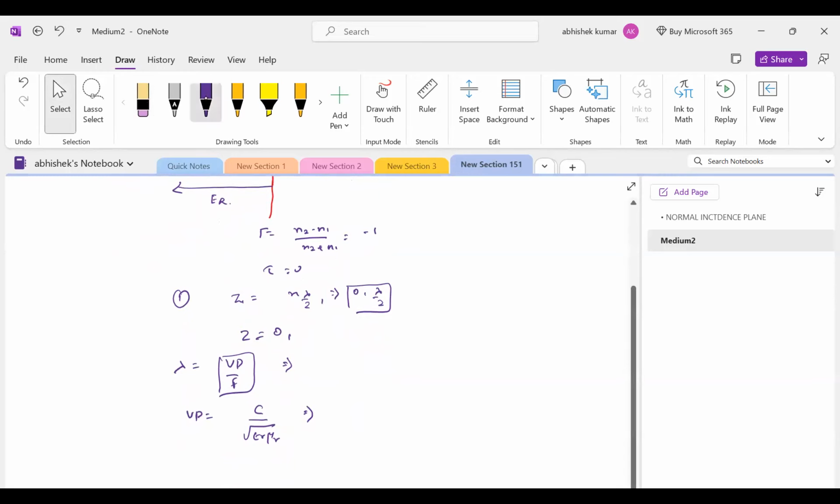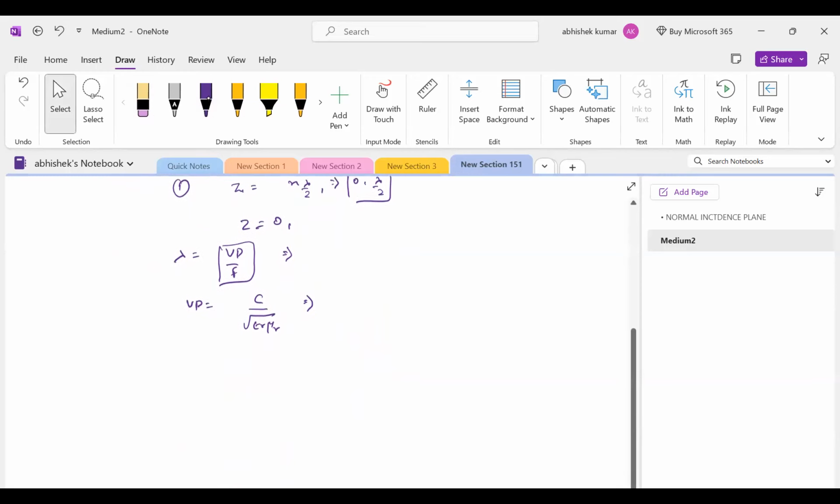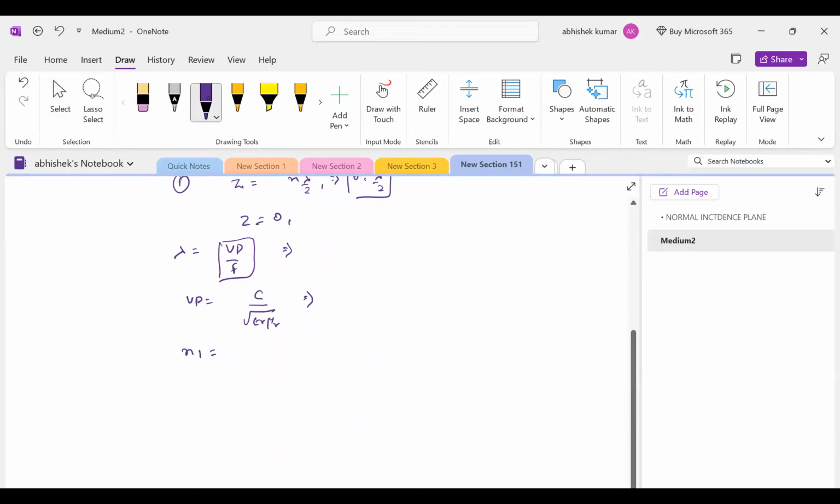One thing we can tell is our N1 formula that we learned: root of mu naught into mu r divided by epsilon naught into epsilon r. Generally we put mu r equal to 1 because we are dealing with free space, air, or a non-magnetic medium. So it is epsilon.